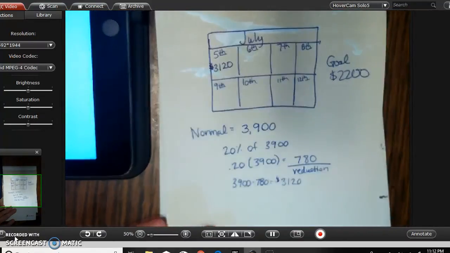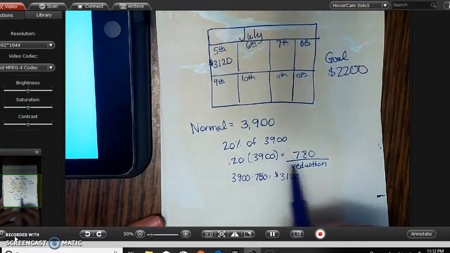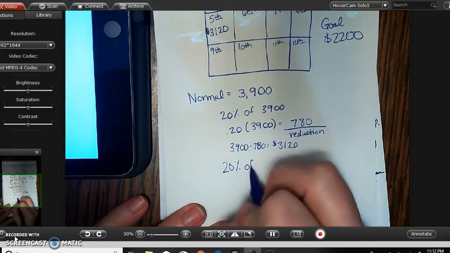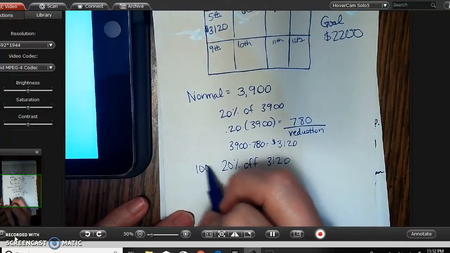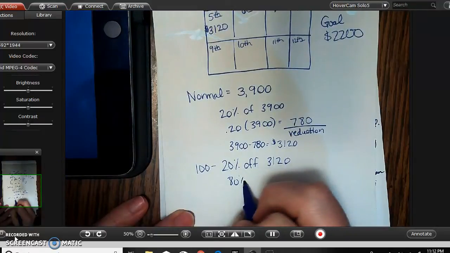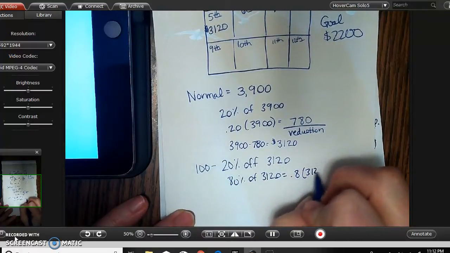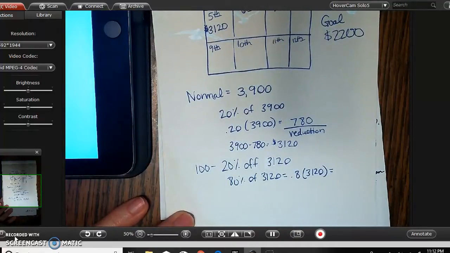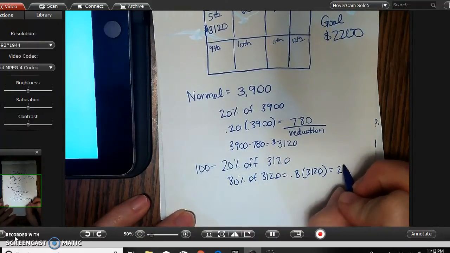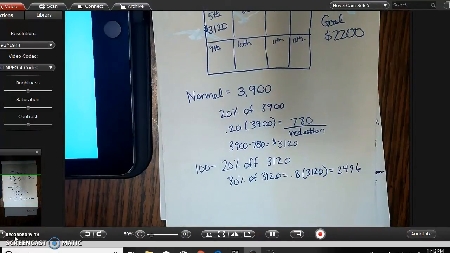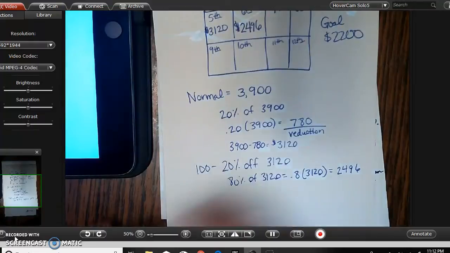It's still too much. So now they're going to start taking a 20% off of each new price. So this next time I'm going to do 20% off of $3,120. Now remember, the other way I can think about this is 100 minus the 20, which gives me 80% of 3,120, which is just 0.8 times 3,120. And that will give me my sale price without having to do that step of subtracting. And I get $2,496. So on July 6th, it's still $2,496, and Mrs. Stagg still cannot afford it.